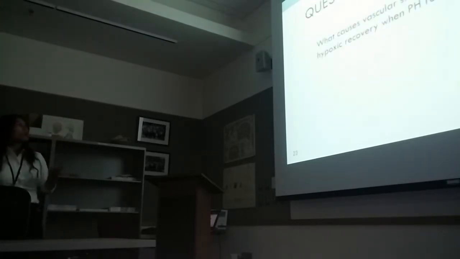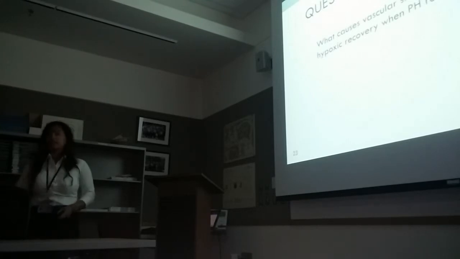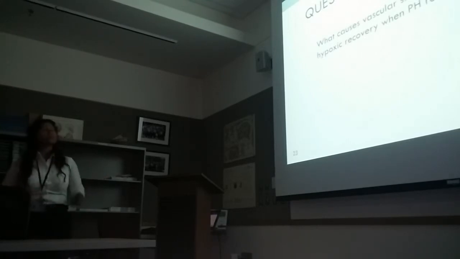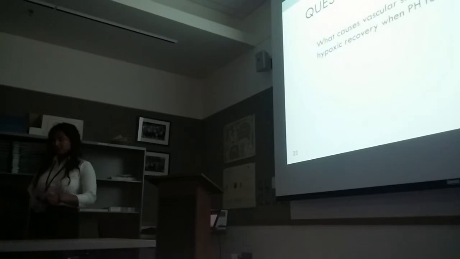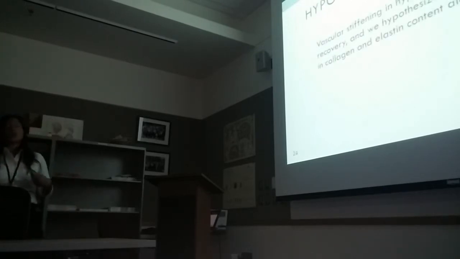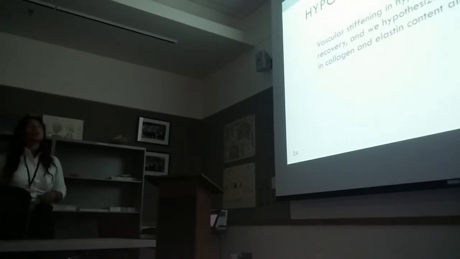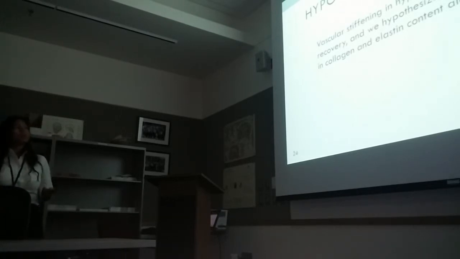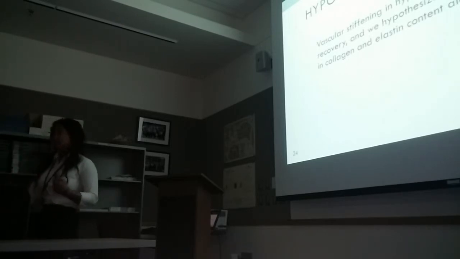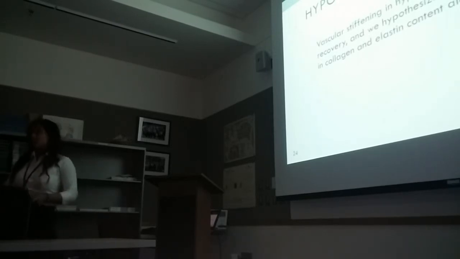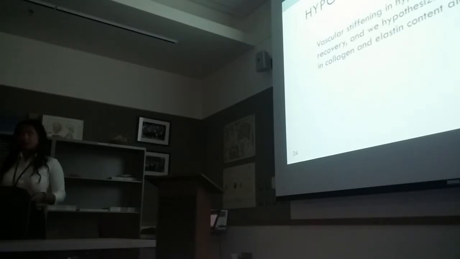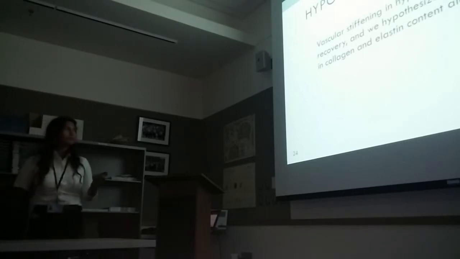And so all of her work helps pose the question that I'm trying to answer: what causes the vascular stiffening to remain during hypoxic recovery when supposedly pulmonary hypertension resolves due to the standard definition? And so the hypothesis is this: the vascular stiffening seen in hypoxic pulmonary hypertension does not resolve upon recovery, and we hypothesize this is due to increases in collagen and elastin content alone. So can we explain the changes in the structure that still remain for the amount of stiffening we see to remain?